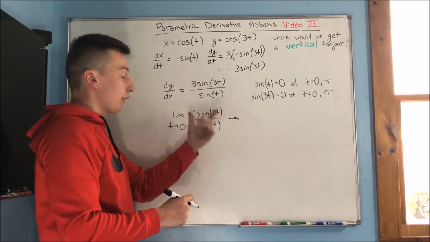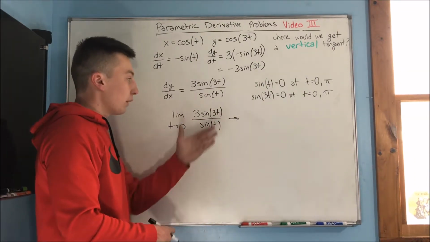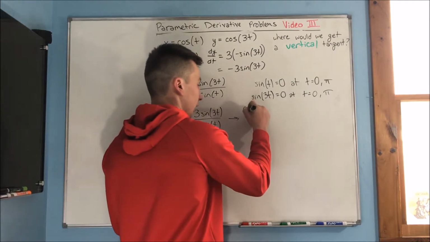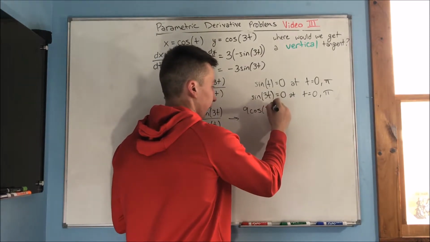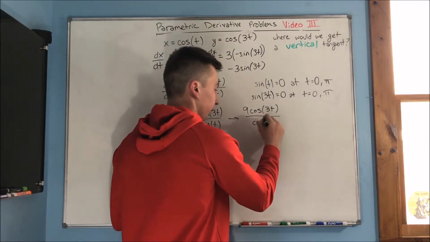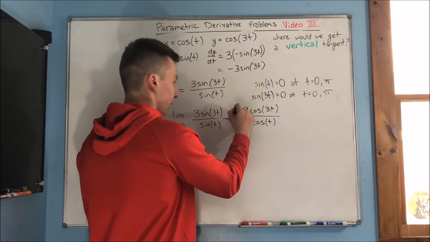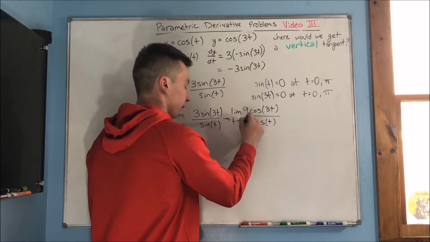That means we take the derivative of the top and the derivative of the bottom separately. Okay, this is not quotient rule. We'll get 9 cosine of 3t over cosine t. And of course, oops, forgot the limit, right? We got to take the limit as t approaches 0.